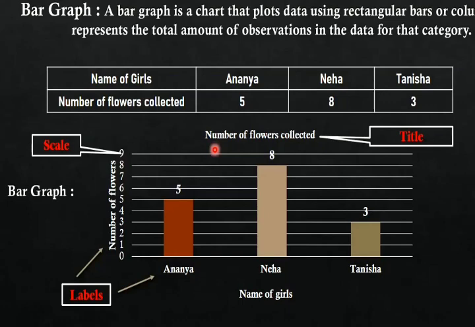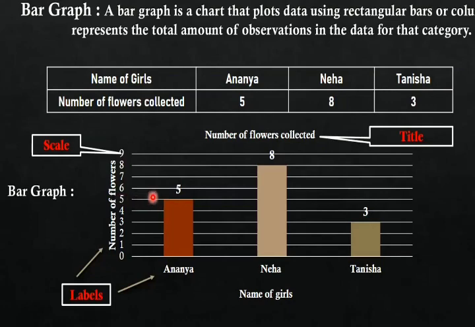Next, labels. Below here you can see the labels. Labels tell us what kind of data is shown. Here you can see some names, Ananya, Neha, Tanisha, and here you can see number of flowers. These two represent the labels. Then here you can see 0, 1, 2, 3, and so on up to 9. This is what we call the scale. This scale tells us what the number in each block is equal to.